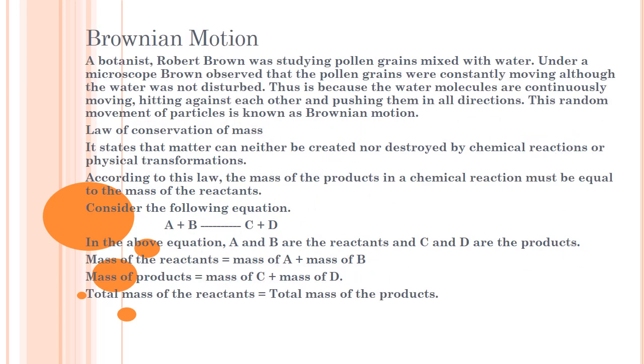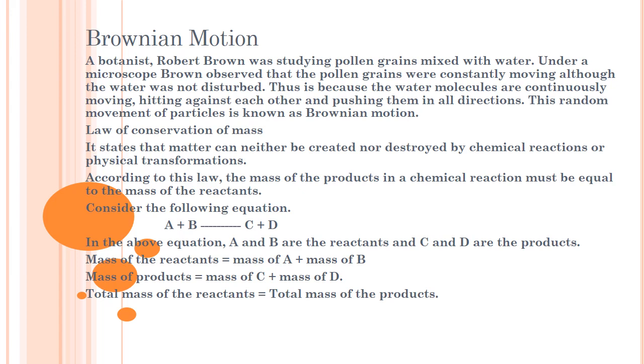Now, Brownian motion. A botanist, Robert Brown, was studying pollen grains mixed with water. Under a microscope, Brown observed that the pollen grains were constantly moving although the water was not disturbed. This is because the water molecules are continuously moving, hitting against each other and pushing them in all possible directions. This random movement of particles is known as Brownian motion.